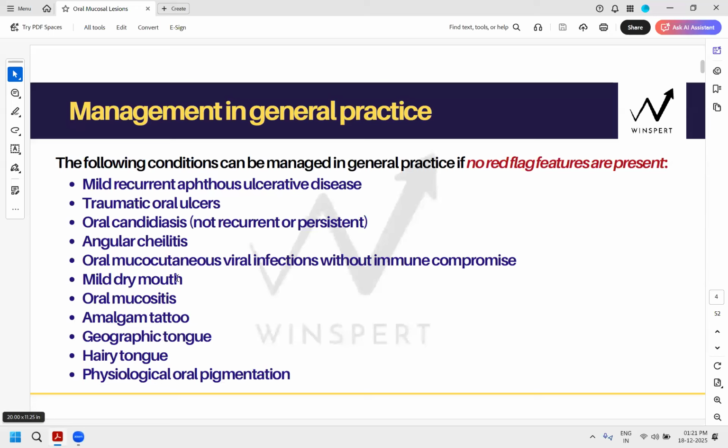So this list that you see here, unless there is a red flag attached to it, can be easily managed in general practice, because these are mostly your non-malignant conditions. Okay? But there can be certain conditions which would require specialist referral. They would be associated with red flags, or there are certain non-malignant conditions which I'll tell you about in the next few slides, which would also require specialist referral. So not just carcinomas always require referral.